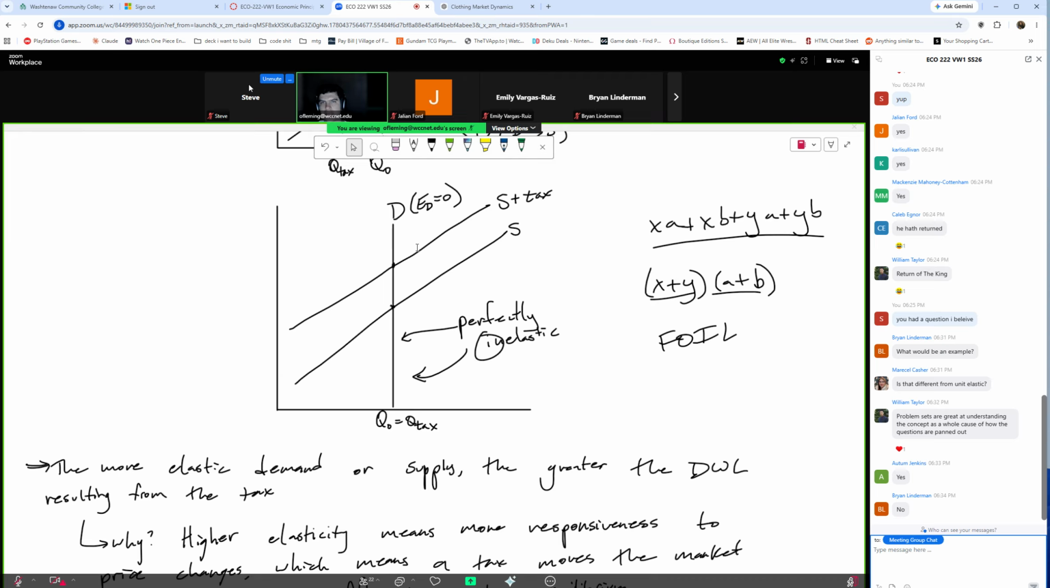Is that different from unit elastic? Yes. Unit elastic means elasticity equals 1. And on a linear demand curve, that happens only at a single point.